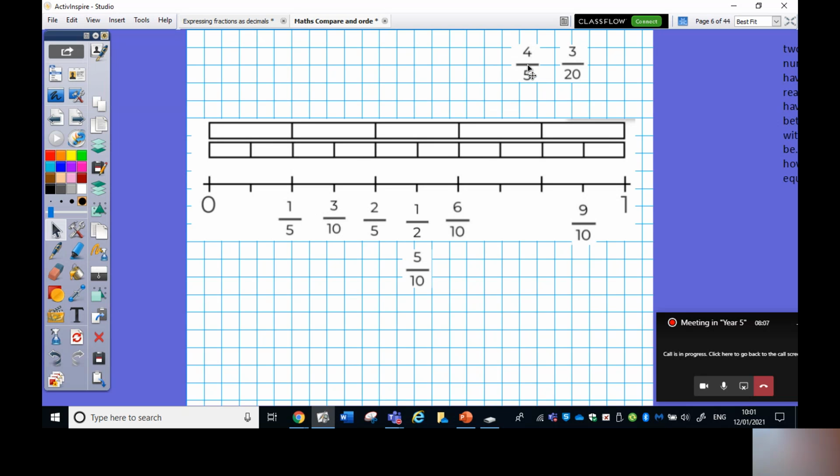What about 4/5? Good, here. And the equivalent in tenths? 8/10.